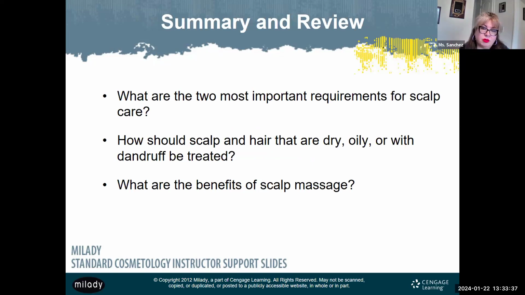So in summary and review, what are the two most important requirements for scalp care? Two. You know, answer it. How will scalp and hair that are dry, oily, or with dandruff be treated? Are they the same treatment or maybe a little different? What have you learned? What are the benefits of scalp massage? I'm wondering, when did I talk about scalp massage? Maybe it was in the first video, maybe in the second one. I don't know. Please answer those questions, and then I'll see you in the practical class.